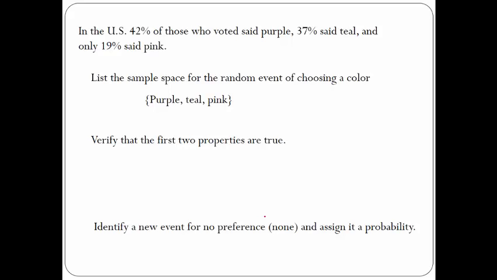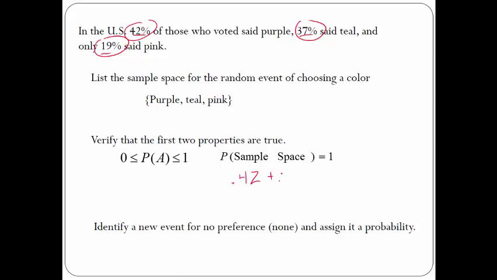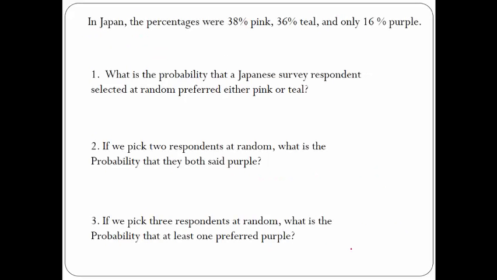What we're going to do, let's see that those first 2 properties are actually true. Everything's between 0 and 100%. Perfect. Add those up, however, and the whole sample space is not 1, right? 42 plus 37 plus 19 is actually 98%. So we need a new event all of a sudden. Apparently there are people that had no preference, which means that would be 2%, right? 98% of the people are accounted for, 1 minus that 0.98 gives us 2% of people say, hey, we don't have a preference.